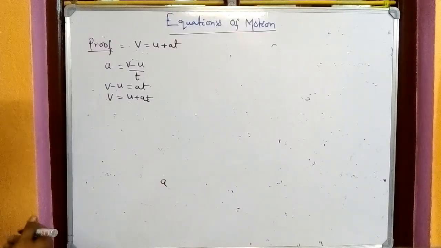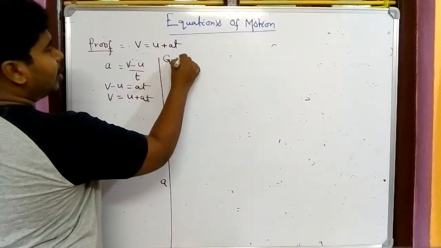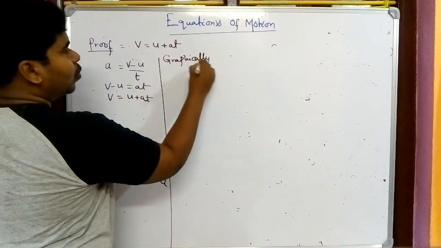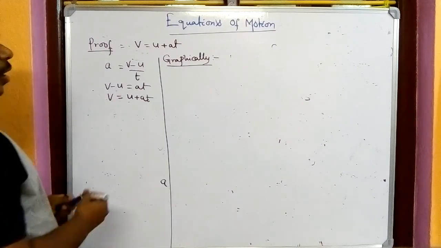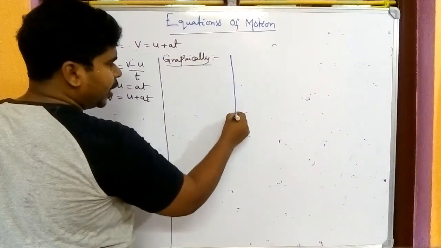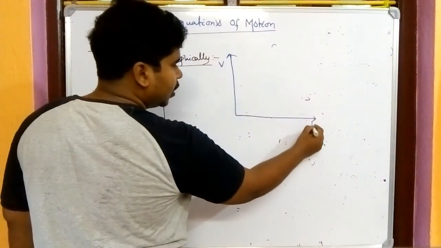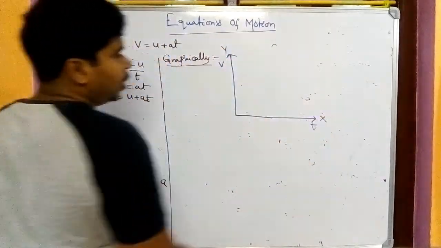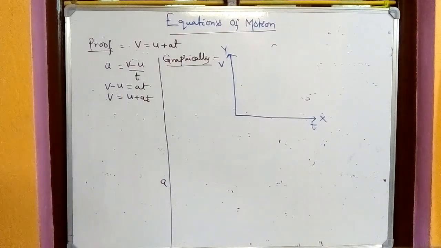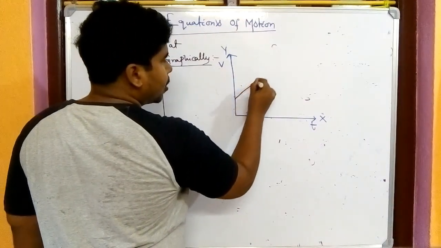But if I want to prove it graphically, then we have to work a little more. Graphical proof means that for proving these three equations, I have to draw a velocity time graph. Assume here velocity, here I am taking time. So it is the y-axis, it is the x-axis. No need to tell why we have taken t along x; everything we have learned earlier. And assume the graph looks like this.